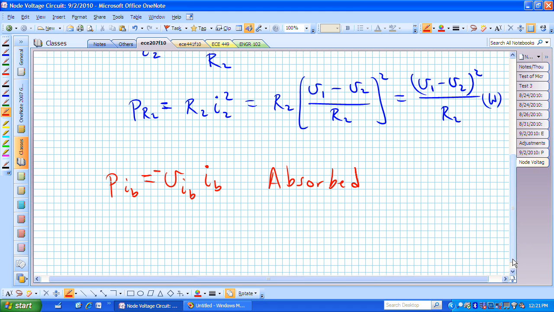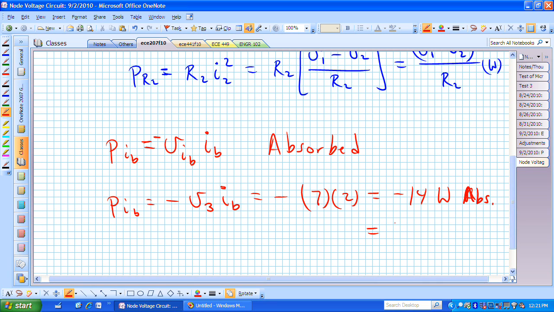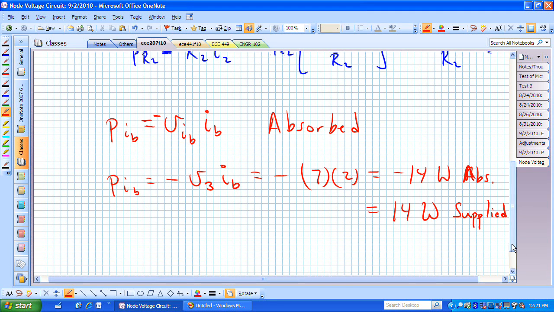Which means if we learn that P sub I sub B is now minus, and V sub I sub B is just V sub 3, and the current is still I sub B. If it happens that V sub 3, we calculate it and we find that that's 7, and I sub B is 2, then we have minus 14 watts absorbed. Or another way of saying that is we have 14 watts supplied to the rest of the circuit by that current source, I sub B.